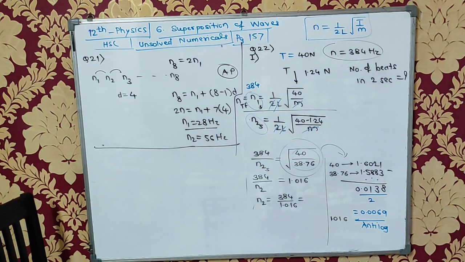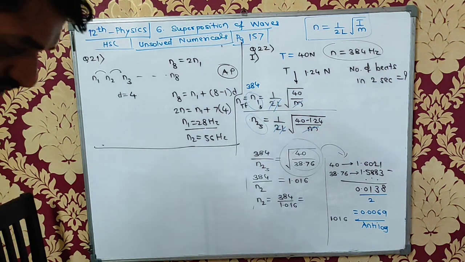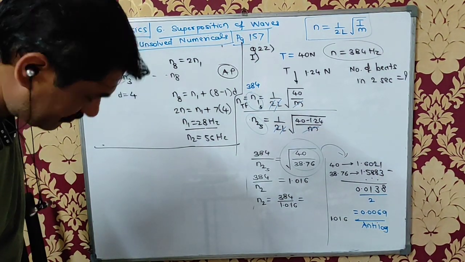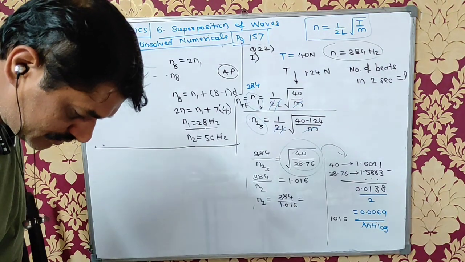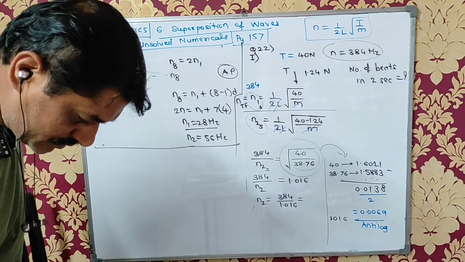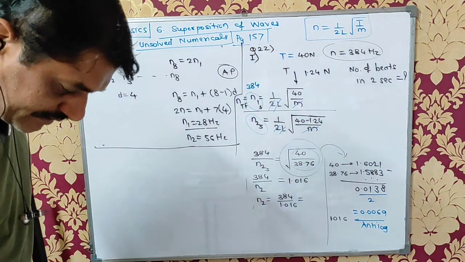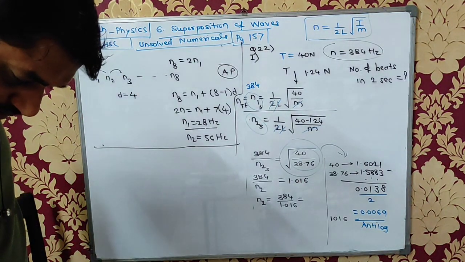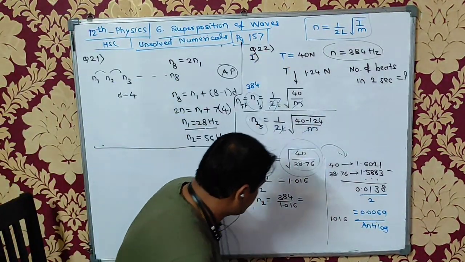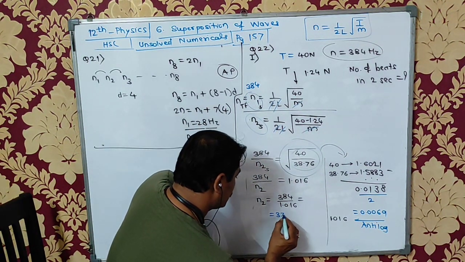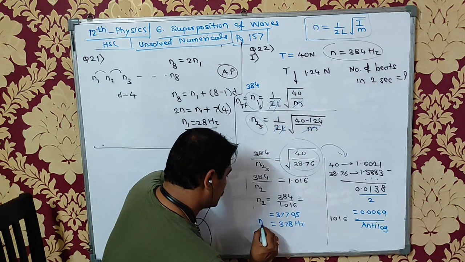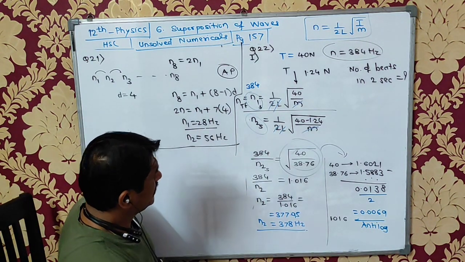This will give me 384 divided by 1.016, which is 377.95. मतलब 378. So I'll take it as 378 hertz. This is the frequency in the second case.